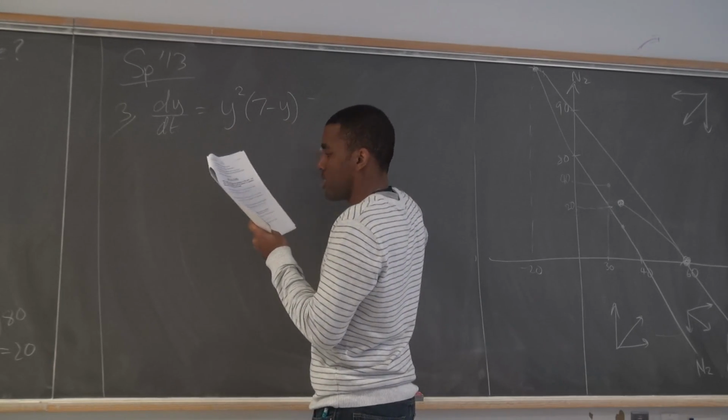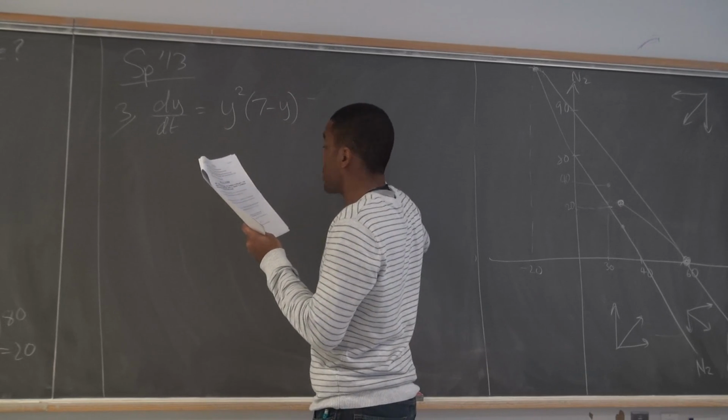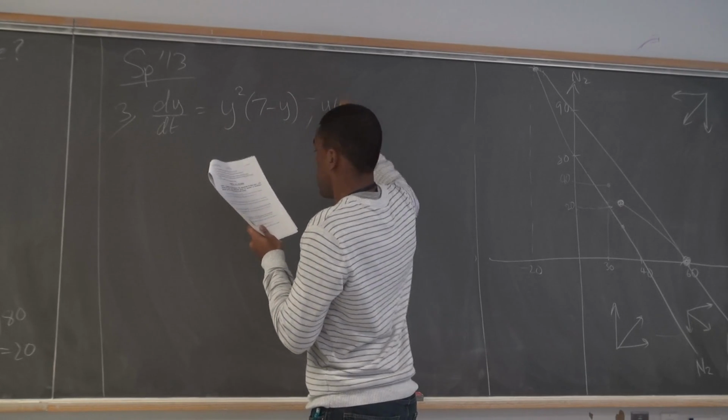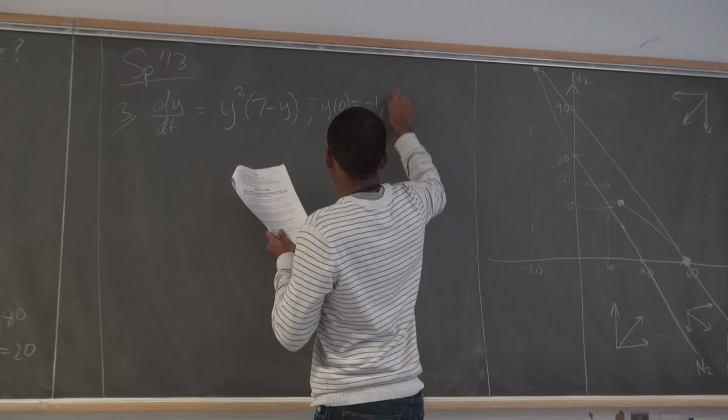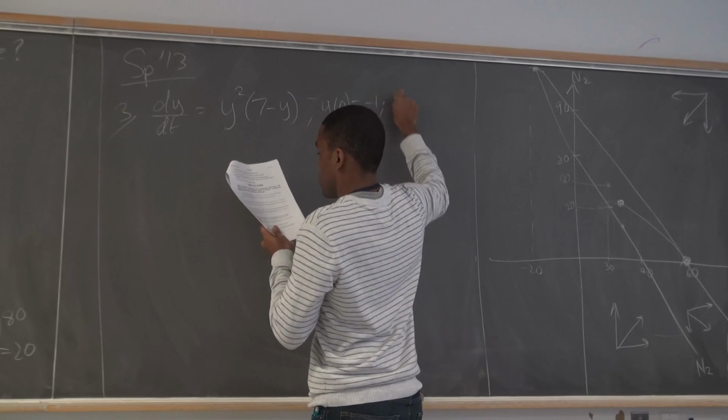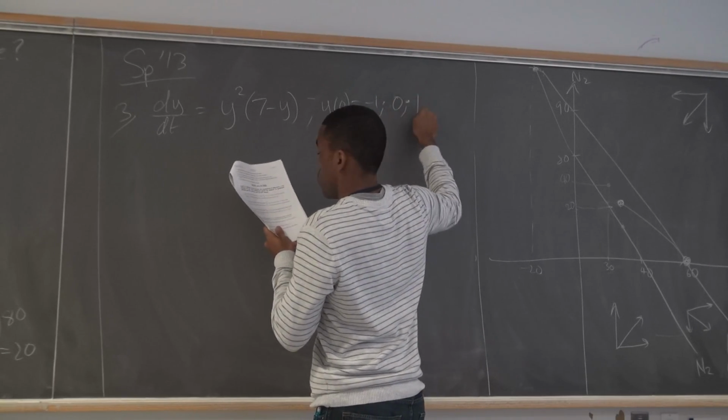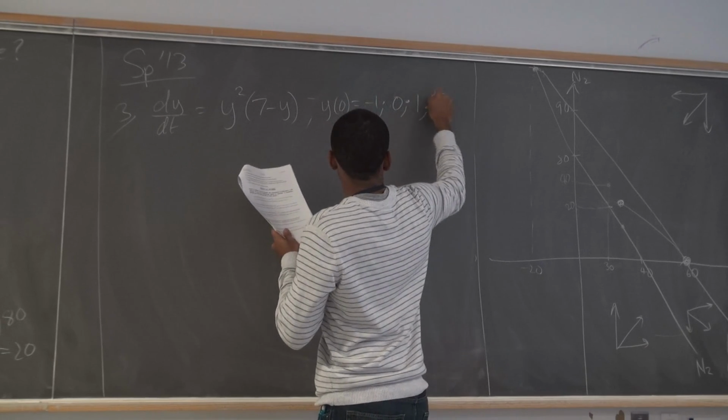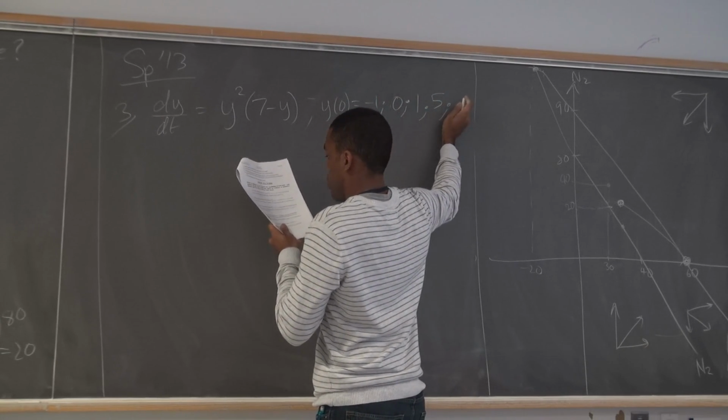So find the steady state solutions, the inflection points, and sketch the curves for y of 0 equals minus 1, y of 0 equals 0, y of 0 equals 1, y of 0 equals 5, and y of 0 equals 8.